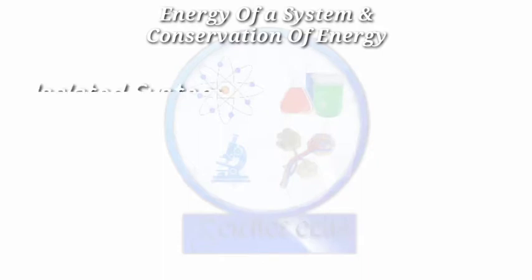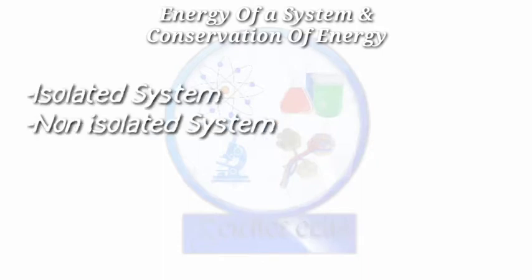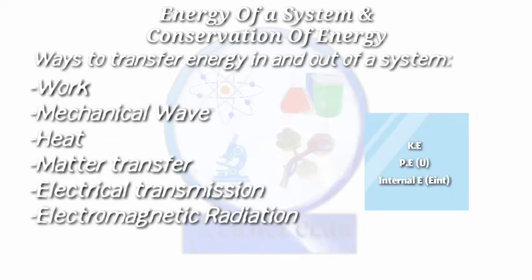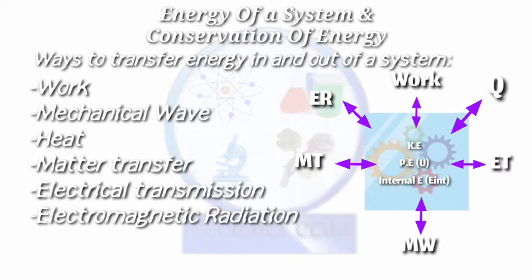A system may be isolated or non-isolated. An isolated system is one for which no energy crosses the boundary of the system. A non-isolated system is one for which energy crosses the boundary of the system during some time interval due to the interaction with the environment. Ways to transfer energy in or out of a system: work, by applying force to the system such that the point of application of the force undergoes displacement.